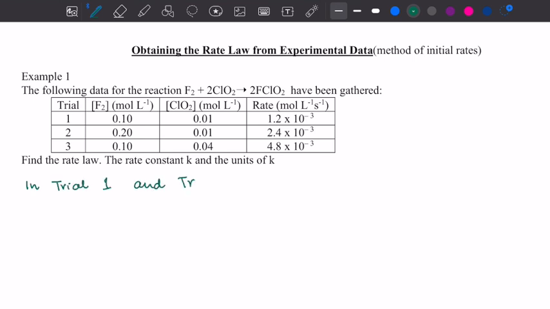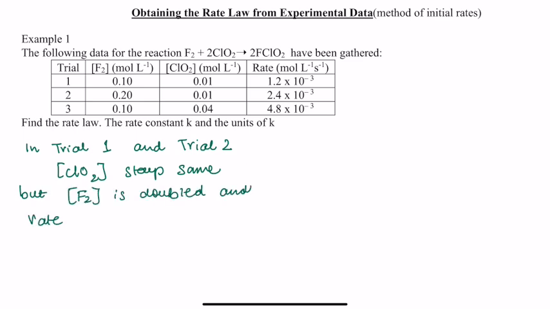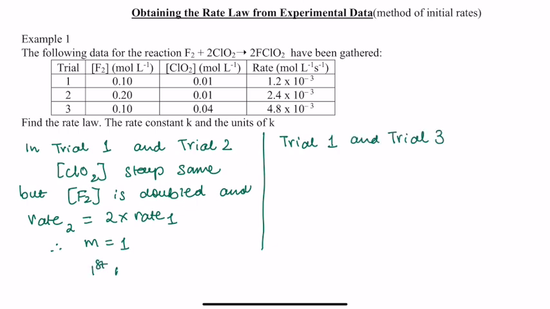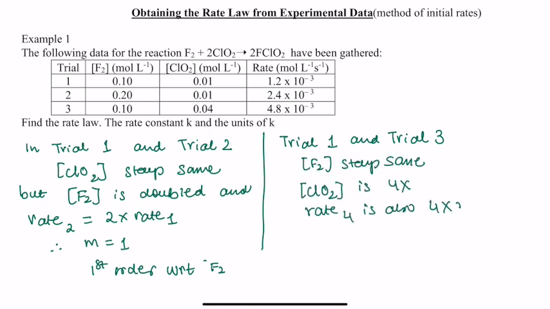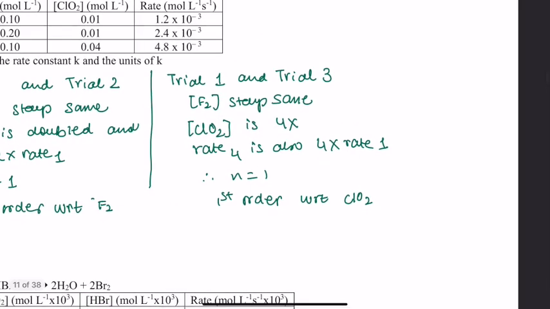You would write from trial 1 to trial 2, I noticed that ClO2 concentration is staying the same, but the concentration of fluorine is doubled. At the same time, I noticed that the rate is doubled. Therefore, the reaction must be first order with respect to F2. And then you write in words again from trial 1 and trial 3, the concentration of fluorine stays the same, but the concentration of chlorine dioxide is getting quadrupled, and I noticed that the rate is also being multiplied by 4. Therefore, the reaction must be first order with respect to ClO2 as well.